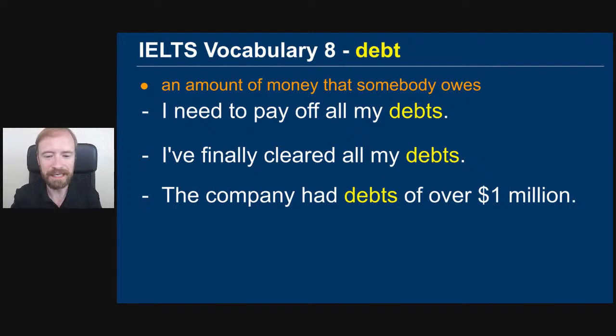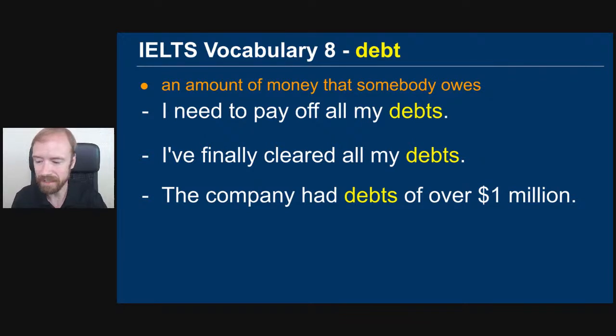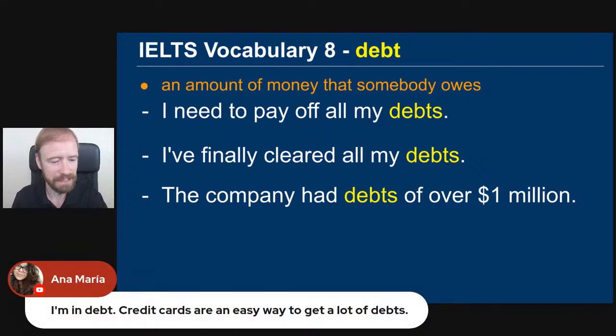And the company had debts of over $1 million. Again, look how we express $1 million: dollar sign, 1 million. That's how we're going to write it in the IELTS exam. No, I am not in a debt. We don't say a debt. We could just say I'm not in debt. I am lucky. I'm in debt. Yes, credit cards are an easy way to get a lot of debts.